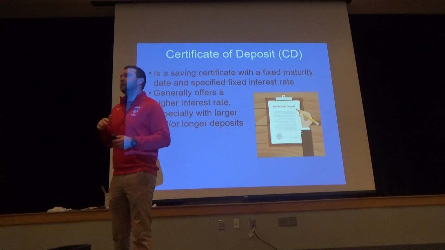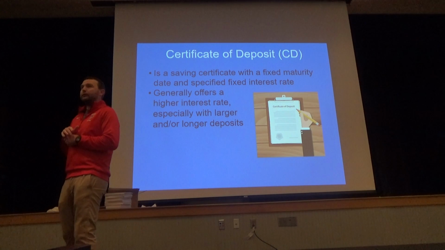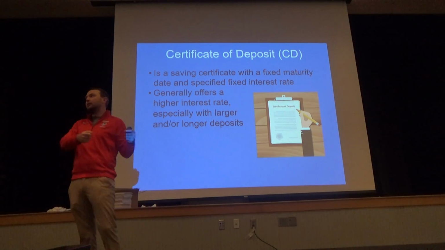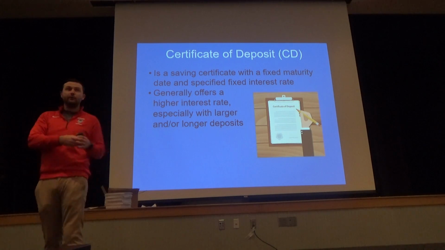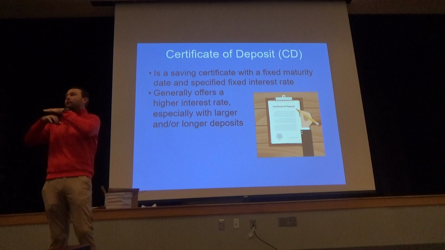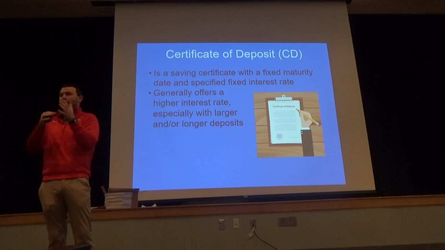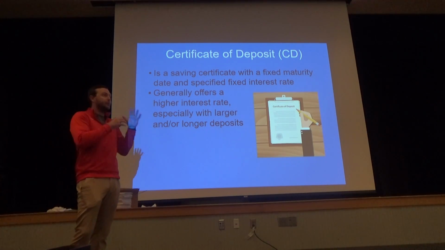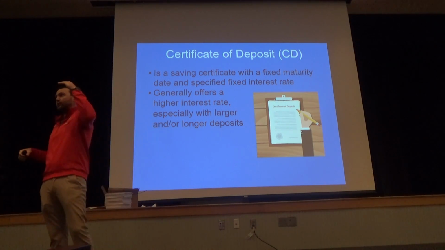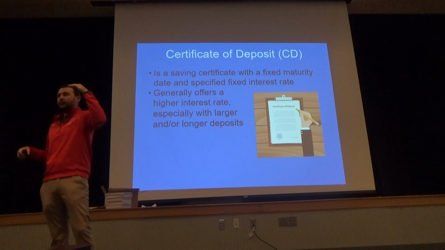But a CD offers a fixed interest rate and a fixed maturity date, which means if Gideon is getting a CD, he's going to put $20,000 in that CD, and he cannot touch it for 5 years. Or it can be 10 years, or it can be 15 years. Whatever maturity date or length of time that you say, I'm not going to touch this money, the higher the interest rate is for you. Does that make sense?